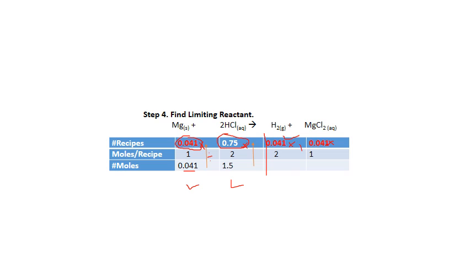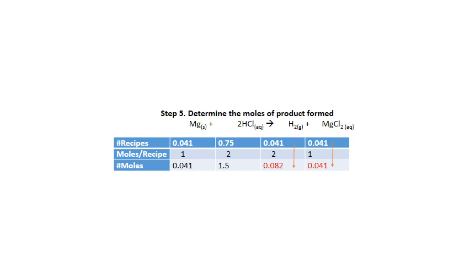Okay, next thing to do is figure out how many moles of each one is formed, and then from there you're going to figure out how many liters of hydrogen you're going to produce. Okay, so recipes times moles per recipe tells you how many moles you get. This is the one we're interested in, so we're going to make 0.082 moles of hydrogen, H2.